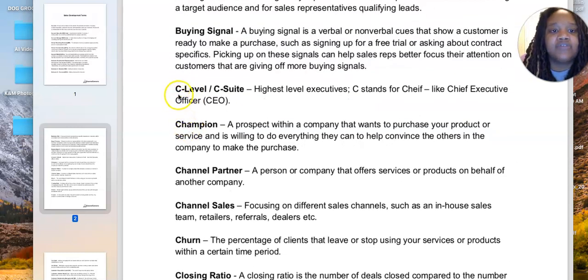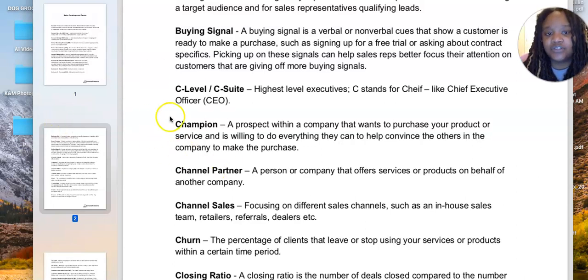Okay, we have C-level, C-suite. This is the highest level of executives. C stands for chief, like chief executive officer. So yeah, champion. We all love champions. A champion is a prospect within the company that wants to purchase your product or service and is willing to do anything and everything they can to help convince the other people in the company to make that purchase. So you always want to develop or get a champion on your side, because they will honestly do the convincing for you.